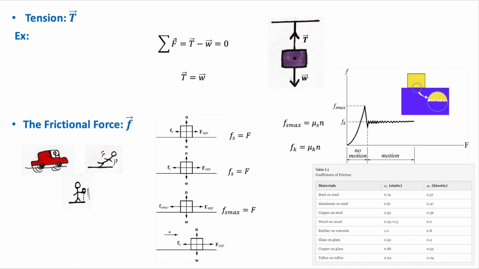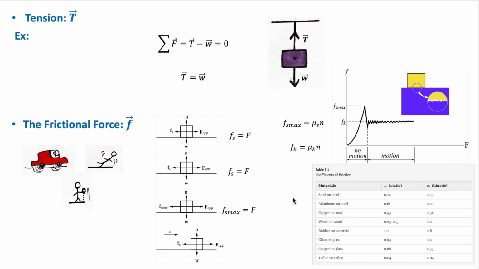It's static because it refers to the frictional force acting on an object when that object is still at rest. It has the value Fs equal to F. This static frictional force will increase as F increases. So if F is increased, the static force will increase by an equal amount.